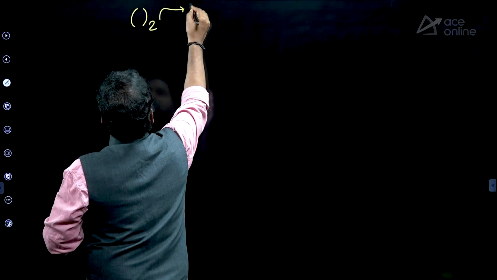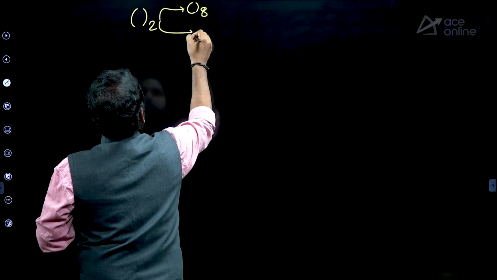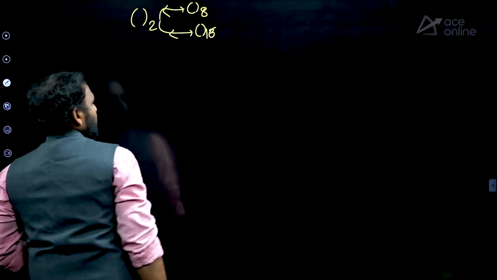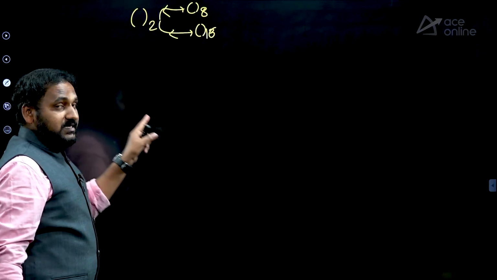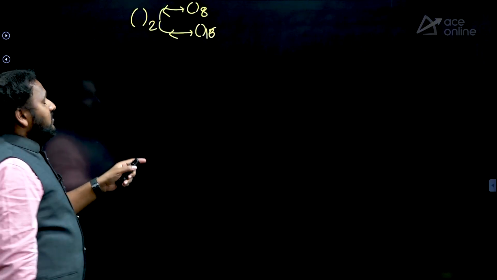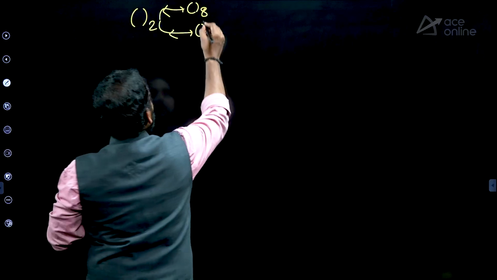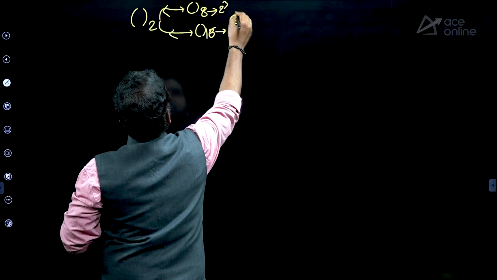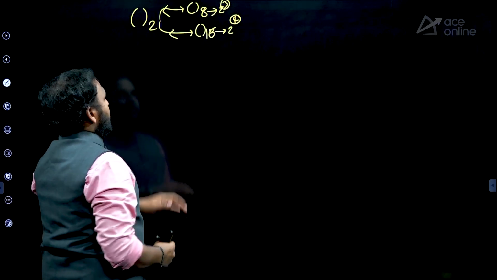Binary to octal, binary to hexa, and the reverse. A total of 4 conversions. This is the basic conversion, not from systematic conversions, right? These are already available conversions. What I told you: 8 is 2 power 3 and 16 is 2 power 4. Take this 3 and 4 as reference.